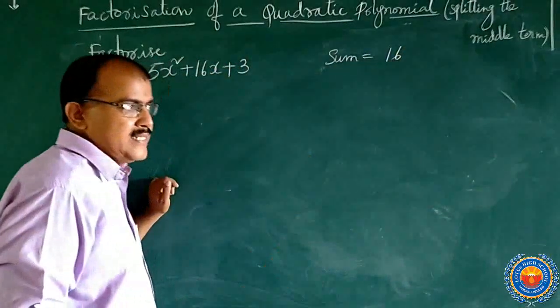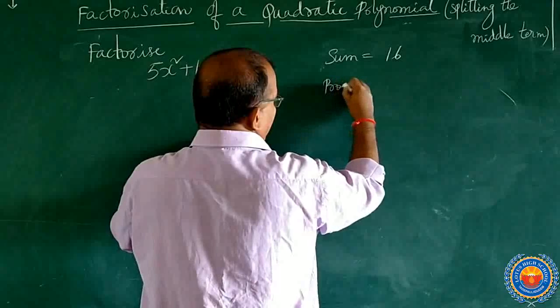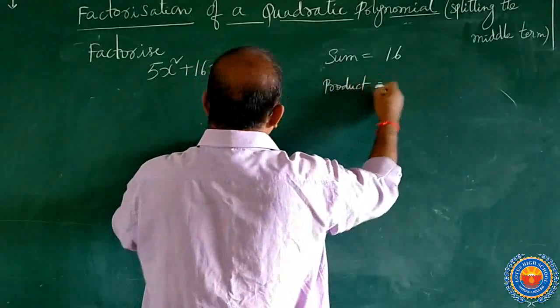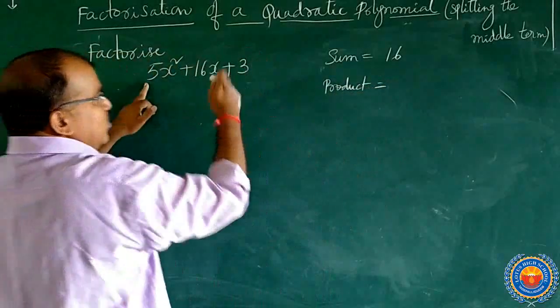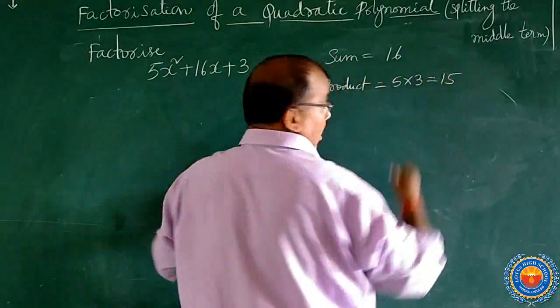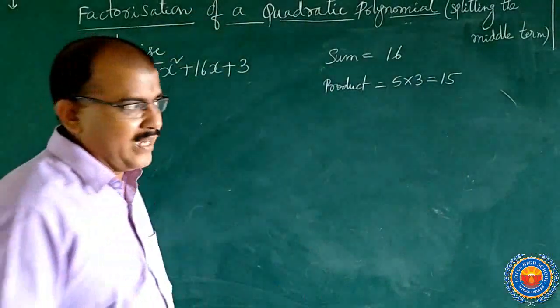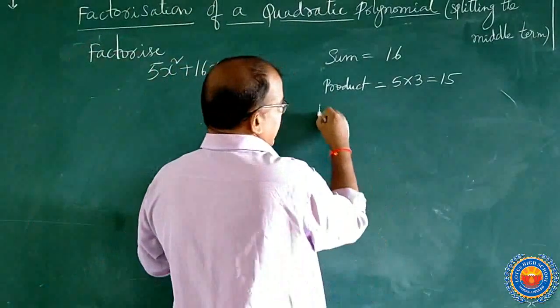That's what normally I am writing 16. What is product? Carefully write. Don't write 3. Product is equal to 3 into 5. 5 into 3 is equal to 15. Now, this product, go for prime factorization, normal factorization.